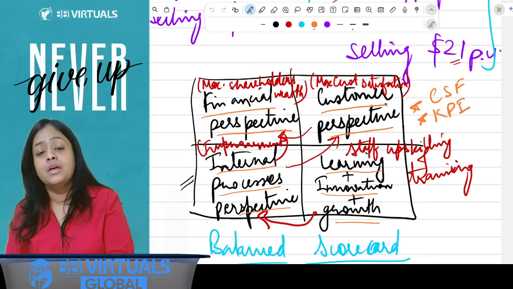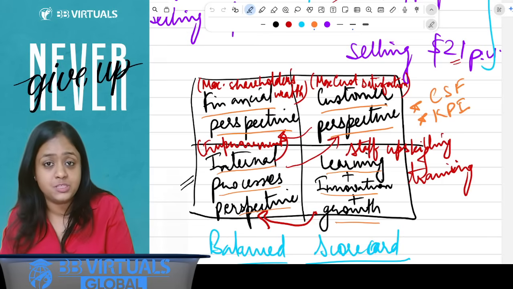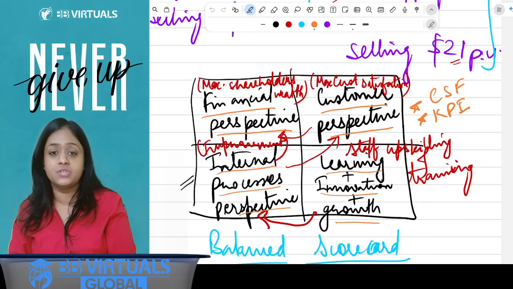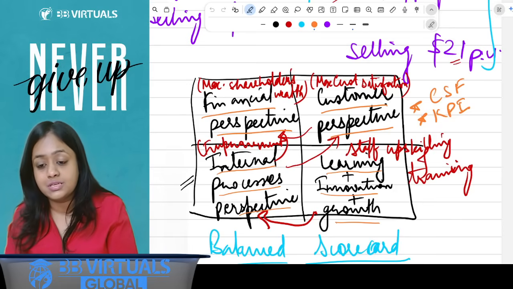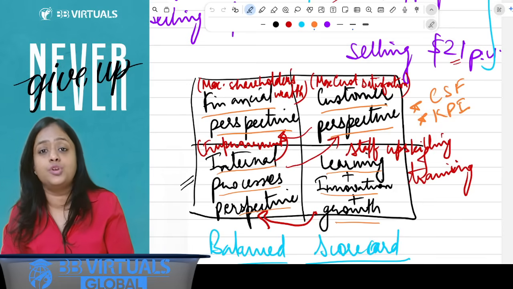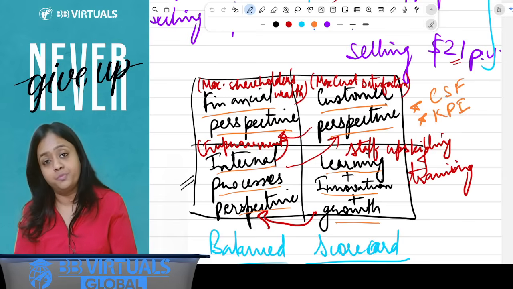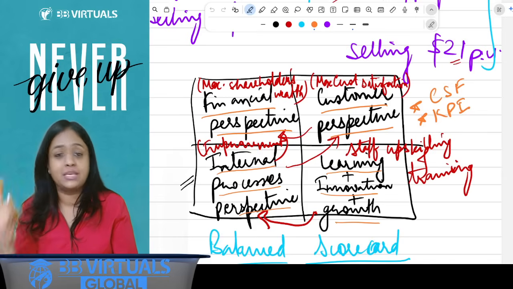The last one is the learning and growth perspective, or we call it learning, innovation and growth, because innovation also comes in this perspective. Here the focus is that the staff upskilling should be there, and the staff training should be there, and continuous improvement should be there, because these all perspectives are interlinked.